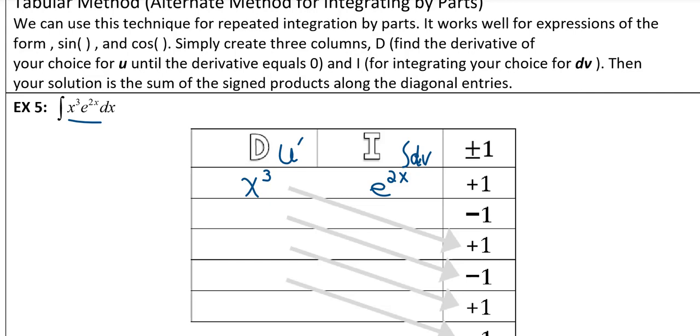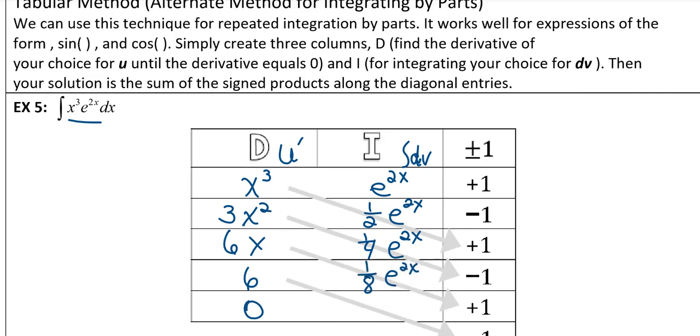So now we're going to take the derivative of u, hopefully till we get to 0. If it doesn't go to 0, what we're going to find out is that we're going to recreate the original problem. And we're going to do one of those in the next example. So I'll get back to that in a minute. So this is going to be 3x squared. Then I'm going to have 6x, then I have 6, and then I have 0. Okay, now I'm going to integrate e to the 2x successively. So I'm going to have 1/2 e to the 2x, and then 1/4 e to the 2x, and then 1/8 e to the 2x, and then 1/16 e to the 2x.